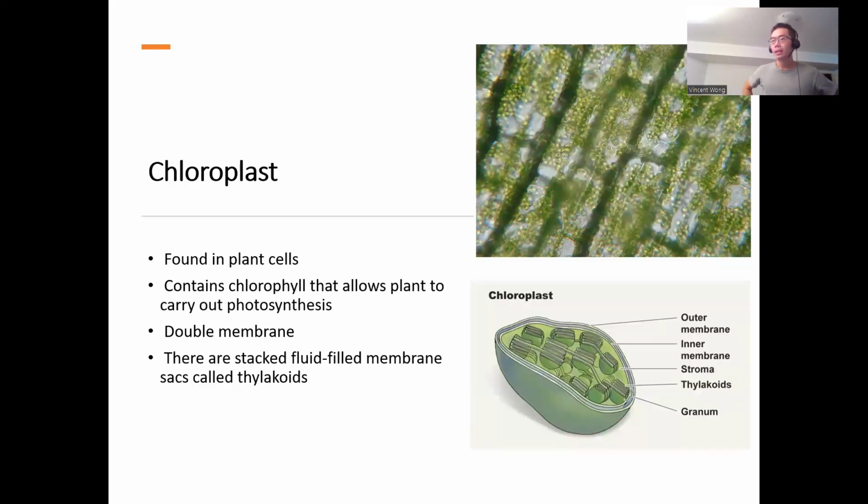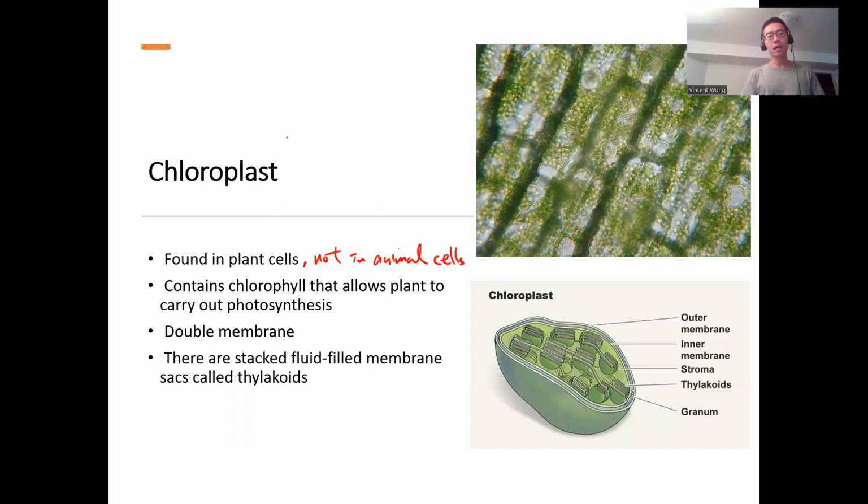All right. There is another structure called the chloroplast. Chloroplast is found in plant cells, not in animal cells.